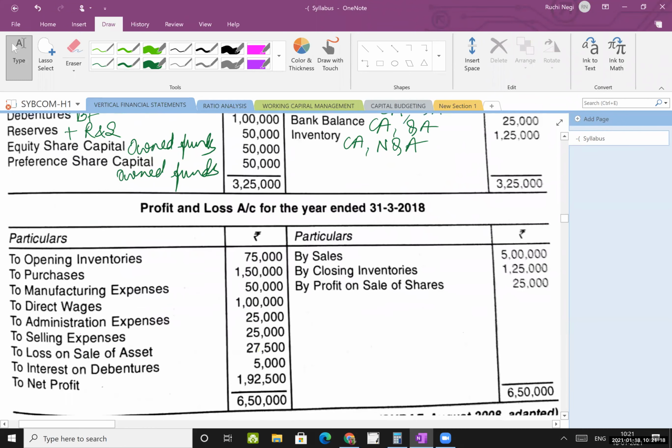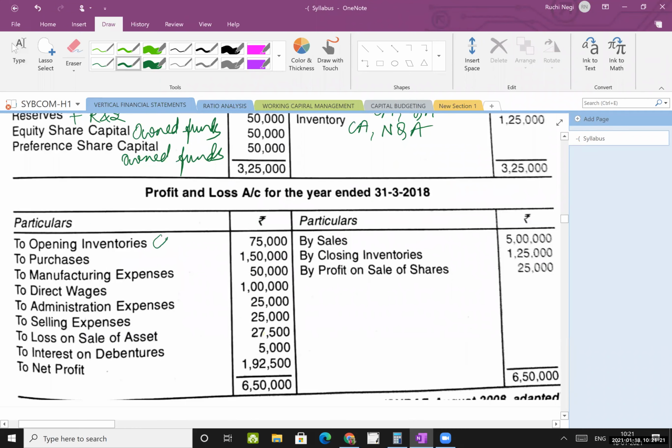And come to P&L. Opening inventory, that is opening stock. Take it in COGS. Purchases under COGS. Manufacturing under COGS. Direct wages under COGS. Admin expenses, that under operating expenses. Selling expenses under operating expenses. Loss on sale of asset, non-operating expense. Interest on debentures, we will show it separately as less interest, or you can show it under financial expense.